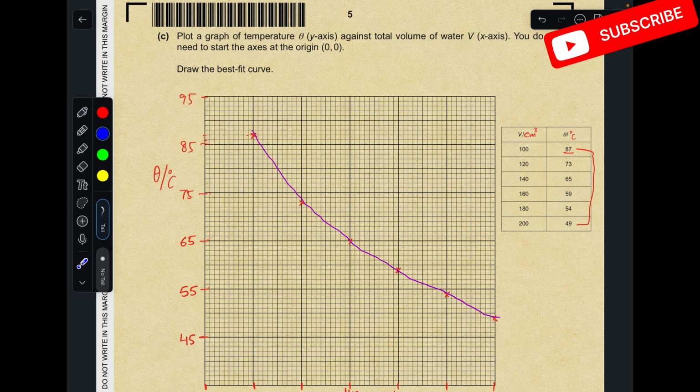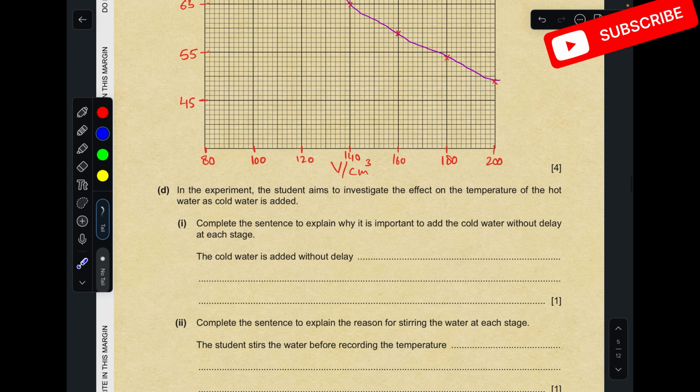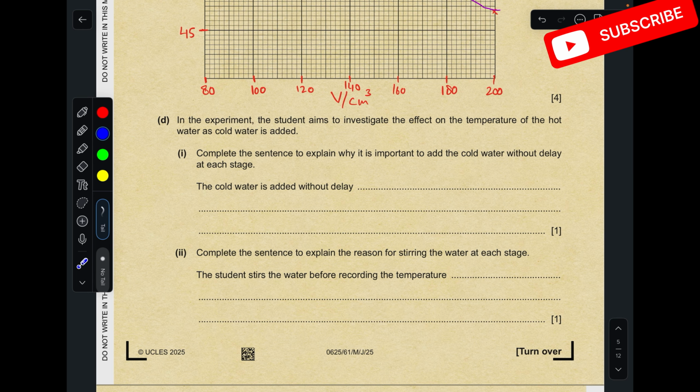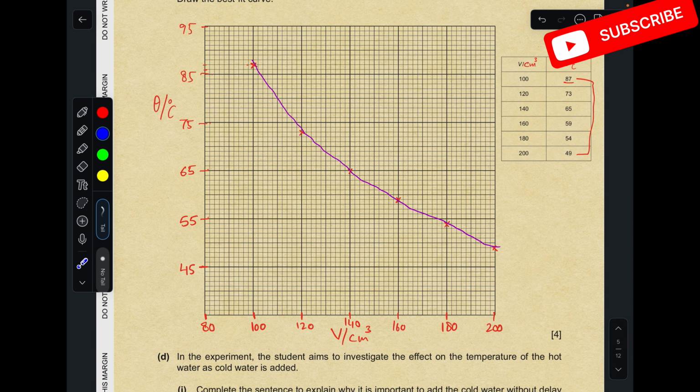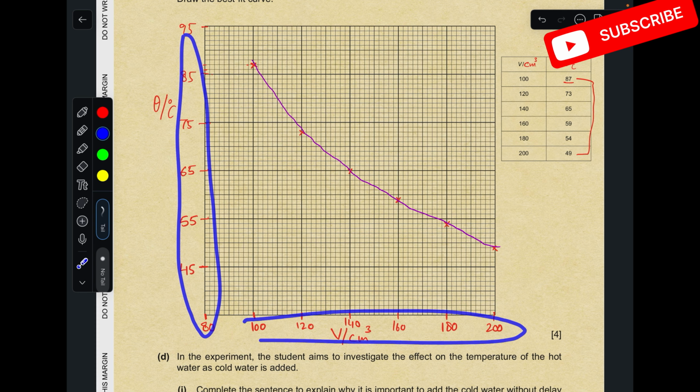So let's move forward. Part D, what are they asking? What is the mark distribution here? One mark is for labeling, one mark is for scaling properly, one mark is for correct coordinates, and one mark is for joining the points with a smooth curved line.